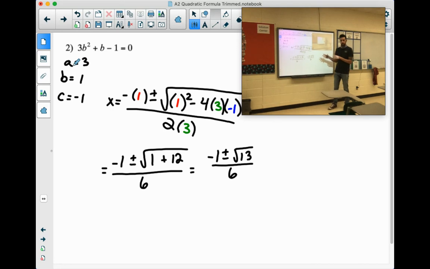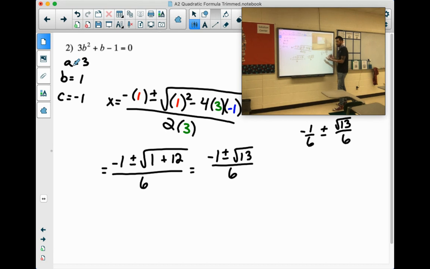Think of this as two separate fractions. This is the same as if I had negative 1/6 plus or minus root 13 over 6. Now, check if you can simplify either part of that. Negative 1/6, nothing you can do. Root 13 over 6, again, nothing you can do. So you don't have to separate them.